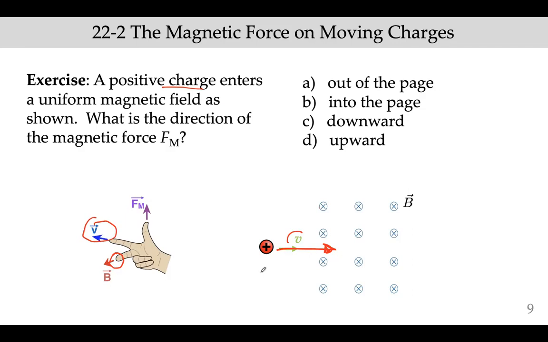So if you do that, what you find is the force turns out to be in the upward direction. So the magnetic force is, my thumb gives the upward direction. Now, is this a positive or negative particle? It's a positive particle, so I don't have to flip or invert the direction. So that should be the answer. The force will be in the upward direction.